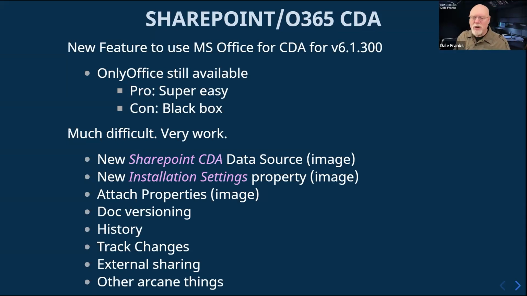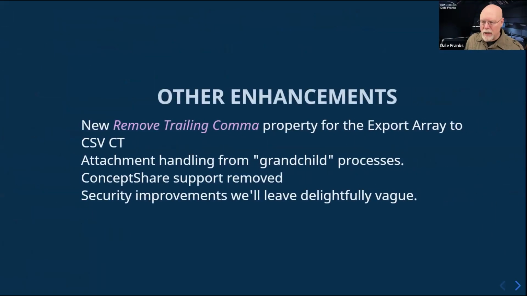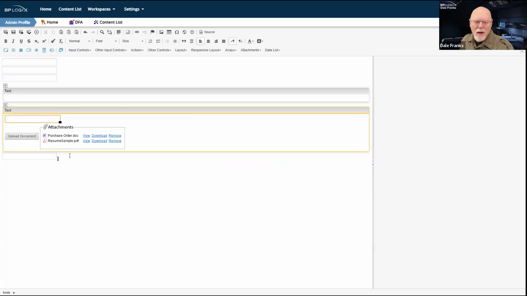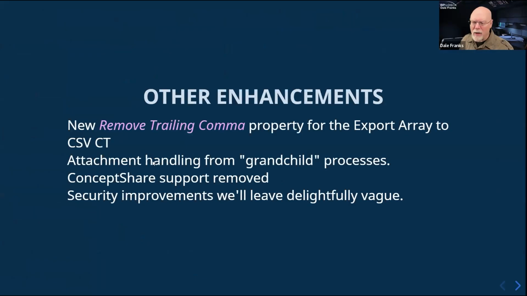Well, the one major new feature in the product for 6.1.300. It is not, however, the only thing that we are changing in the product. So we are tossing in some other enhancements. Number one is the export array to CSV custom task. Now, we have had to add something new here. And actually, let me do this out of order since I'm already here.